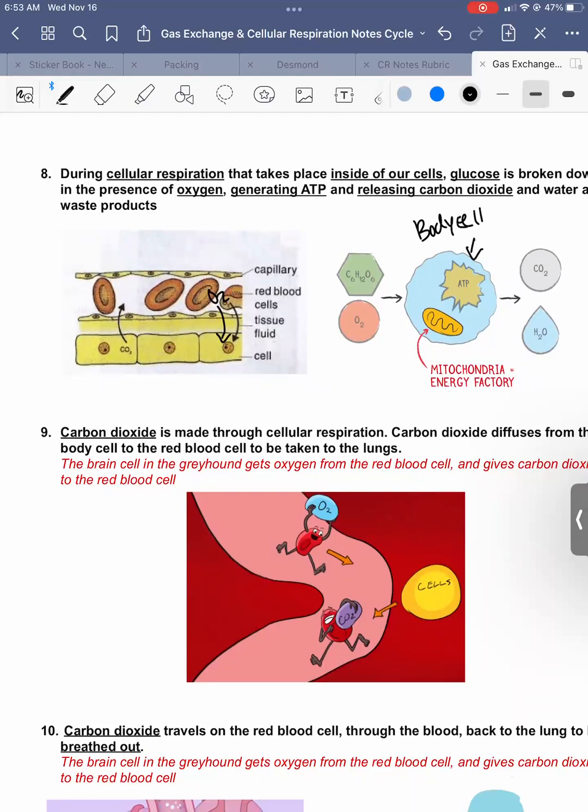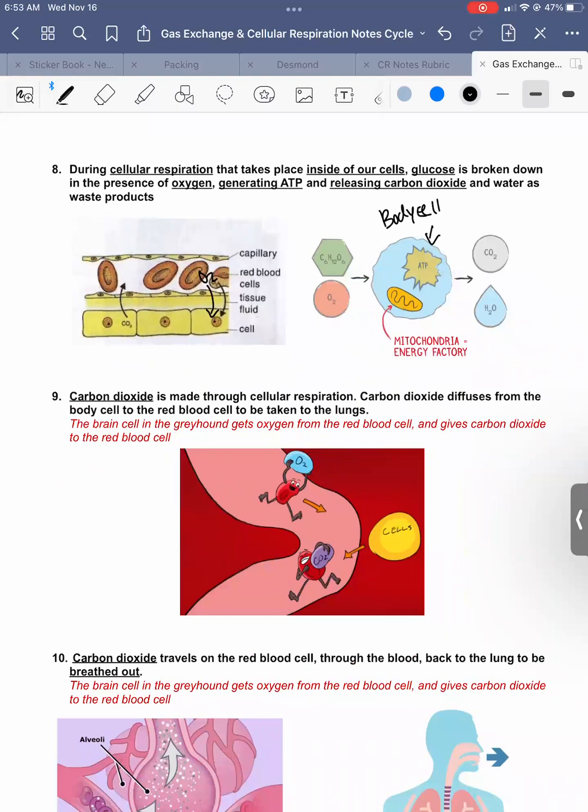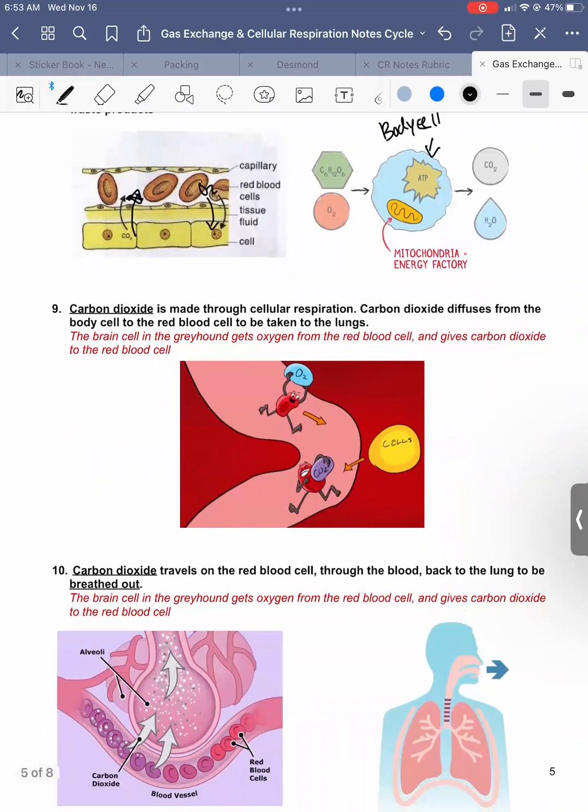It's going to make CO2, right? And then it's going to give that CO2, here's our body cell, to those red blood cells to take to the lungs to be breathed out. So remember that we make the CO2 in our cells. We can't breathe in CO2. Our cells actually make it through cell respiration.